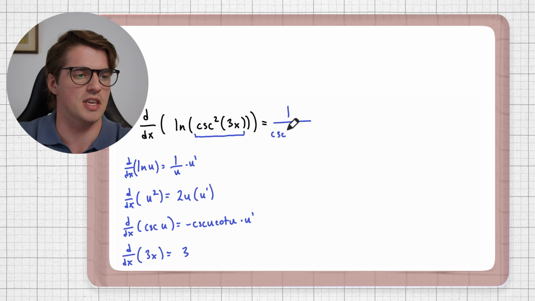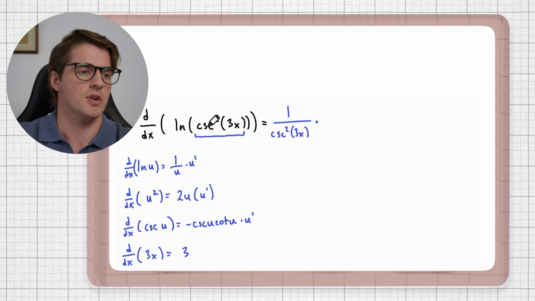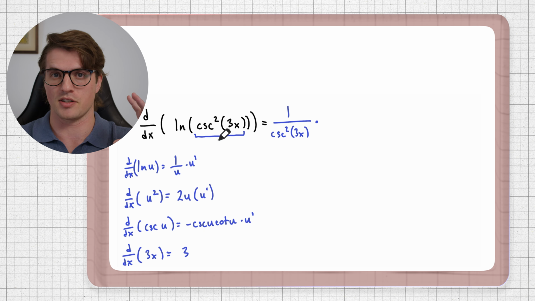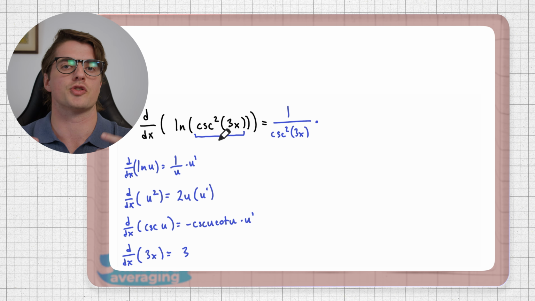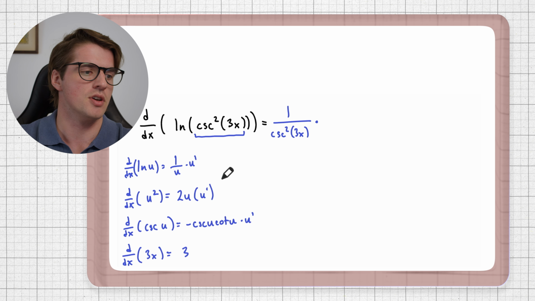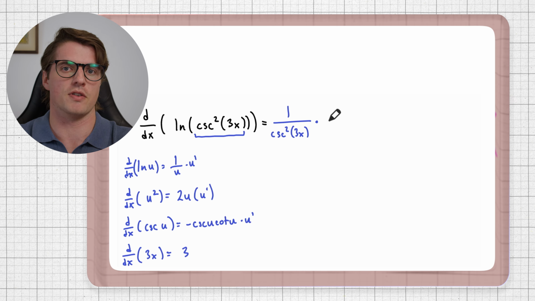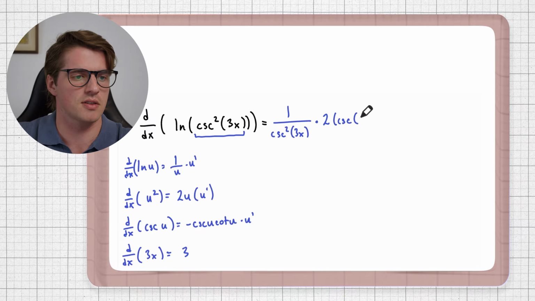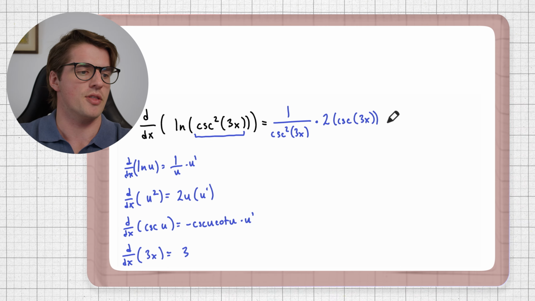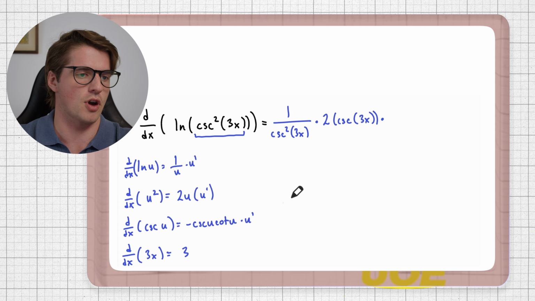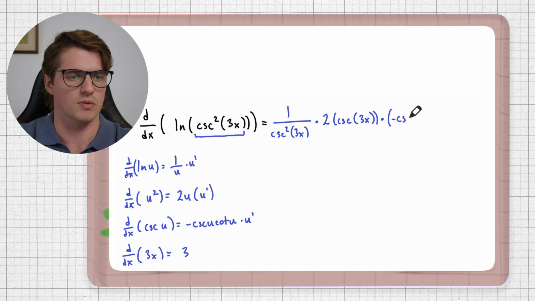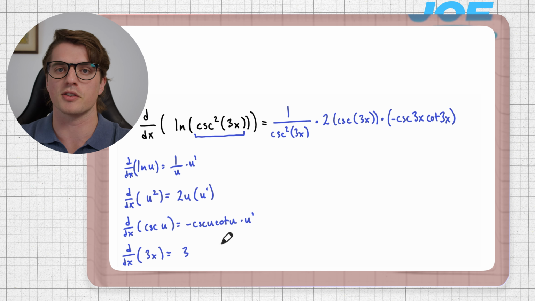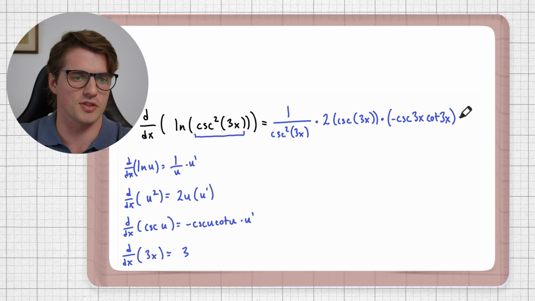So putting this all together, the derivative of ln of something is 1 over something. So 1 over cosecant squared of 3x times the next function that we have. Like the tangent problem before, which was tangent squared, the squared was outside of tangent. So we're going to multiply by the derivative of something squared: 2 cosecant 3x. Then we're going to multiply by the derivative of cosecant 3x, negative cotangent 3x, and then by the derivative of 3x, which is just 3.